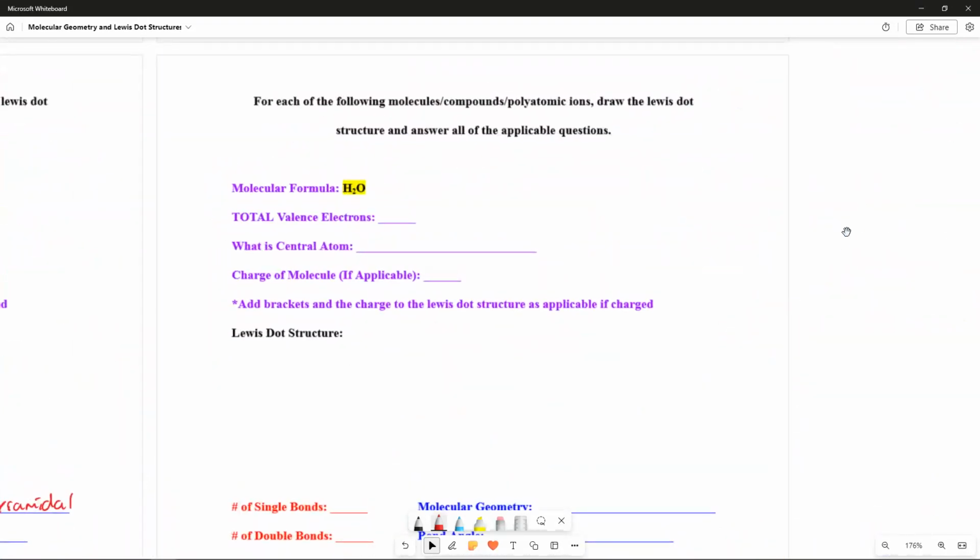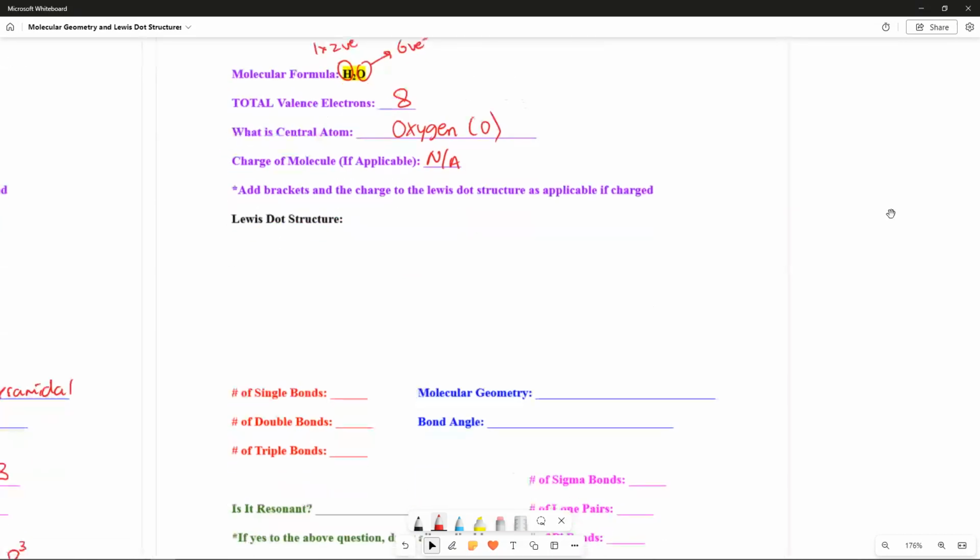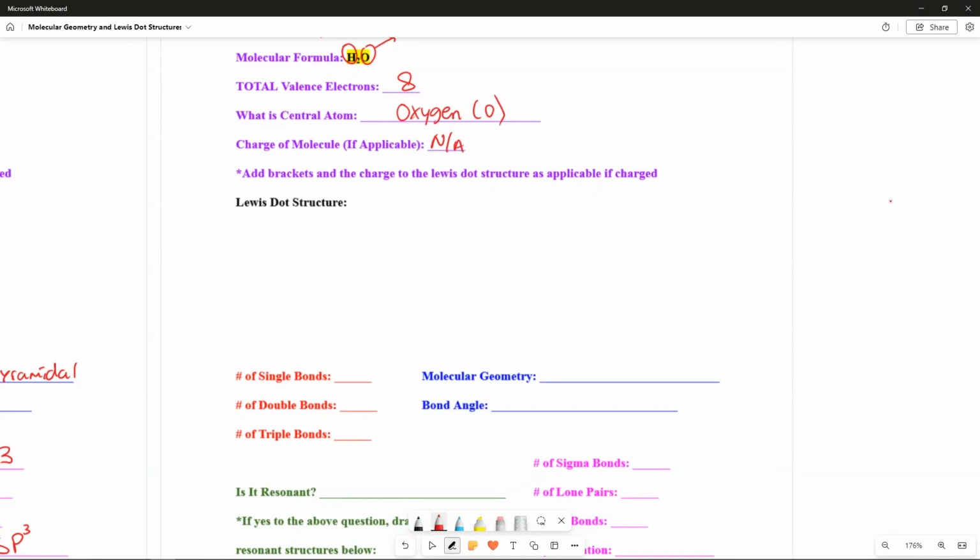Moving on to H2O, that's water. Total valence electrons, once again, 6 valence electrons plus 1 times 2 valence electrons. That's 8 valence electrons. Central atom is oxygen, because hydrogen cannot be the central atom. And there is no charge on the central atom, or molecule. Okay, put oxygen in the middle, and draw water, the H's, like that. Connect your H's, and because H's are happy with one bond, we have to put the remaining 4 electrons on the central atom, and that will be water.